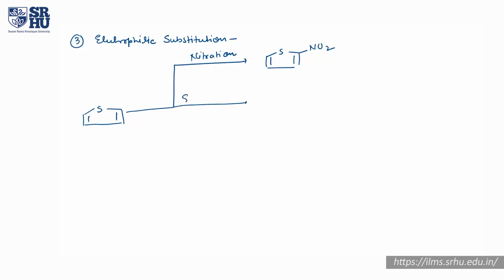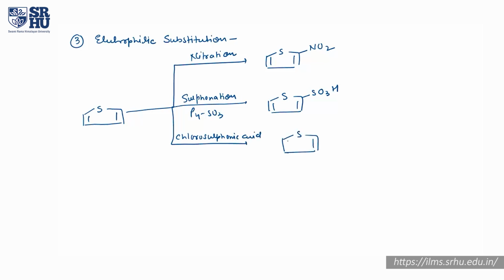Say if you want to perform sulfonation, sulfonation can be done by pyridine SO3 complex. So sulfonation will happen and obviously it will happen at second position. You can also do the chlorosulfonation by using chlorosulfonic acid. So when you do chlorosulfonation, you will see that SO2Cl is formed again at the second position.